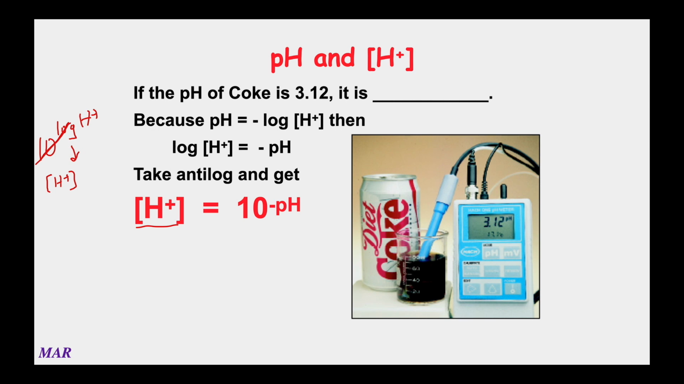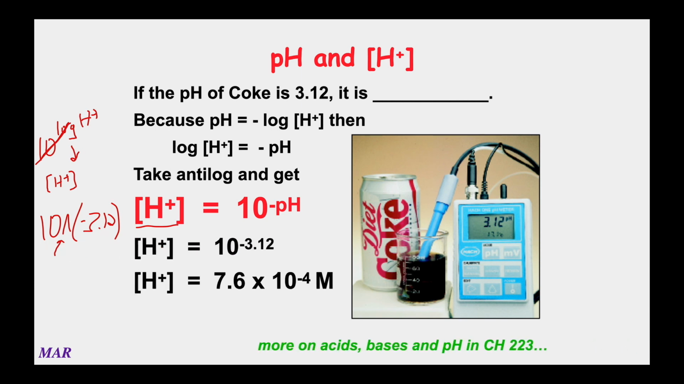So if you're curious how much acid, how much H+, or the molarity of H+ is in your Coke, you'd go 10, little caret, and then negative 3.12, like that. This is the raised-to-the-power-of button, all right? On most calculators, some of them are different, but a lot of them it is. Anyway, if you do that, 7.6 times 10 to the minus 4 moles per liter. That's how much acid, how much H+ is running around your Coke solution, which is kind of interesting.